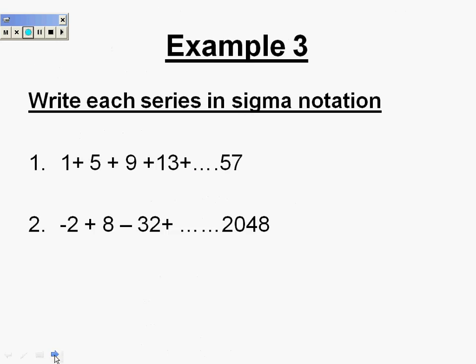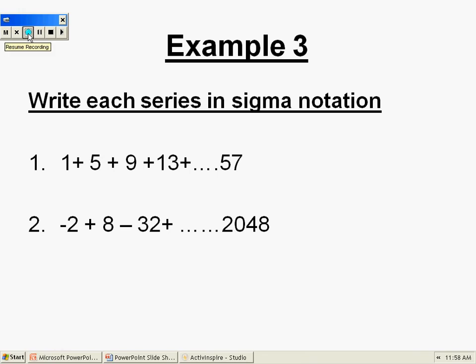Let's do a few of these. Go ahead and write down number 1, please, and your directions. I want to write this series in sigma notation. I'm starting with the first term, which is 1, and going up to 57, the last term, and it's going up by 4s, it looks like.